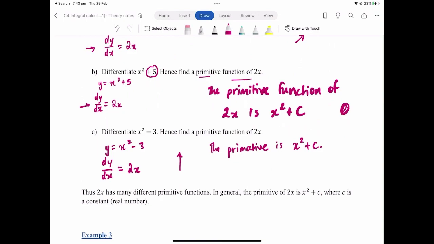So as it says down here, 2x has many different primitive functions, and in general we would say that the primitive of 2x is x squared plus some constant term, because as I said, we don't know if it had a constant term to begin with. The only thing we know is that the function we want to find the primitive of is just 2x.